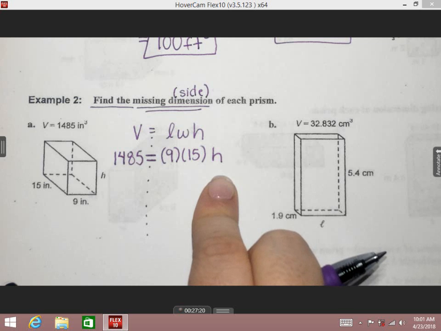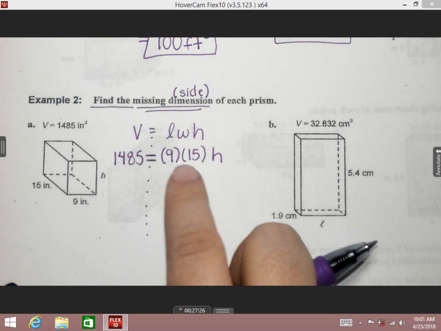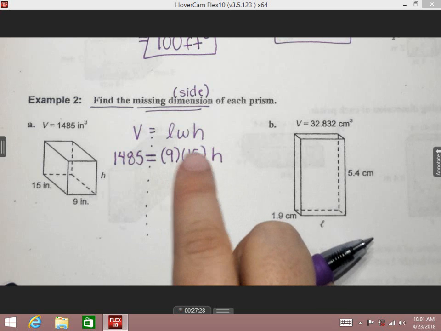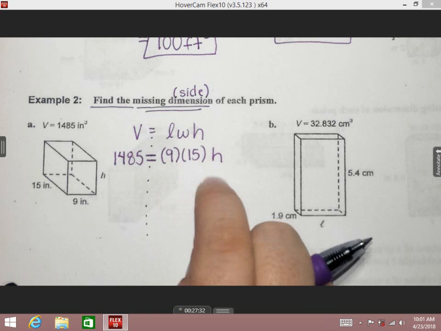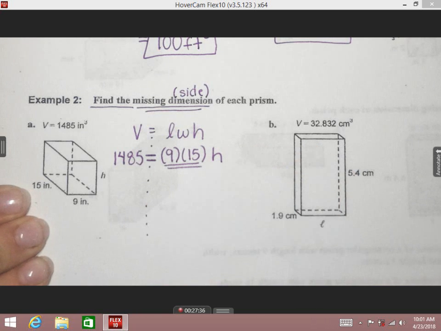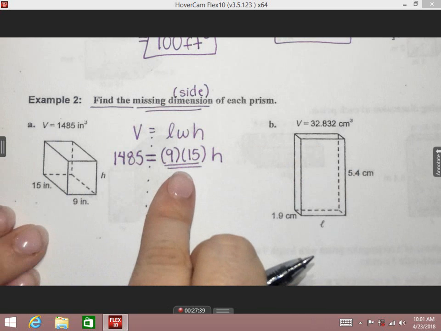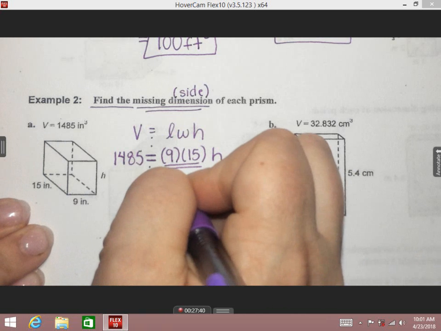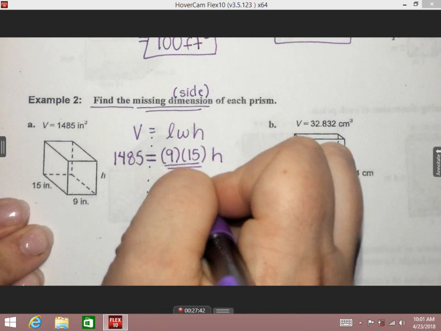All right, does anyone see anything that I can do, like anything that I can work out? Nick? No. Y'all see how 9 and 15 are next to each other? What operation is that? Multiplication. Can I multiply those? Yeah, so that's what we're going to start with, guys. We're going to go ahead and just multiply those two numbers. Okay, what do I get when I multiply those two numbers? Chloe? 135.